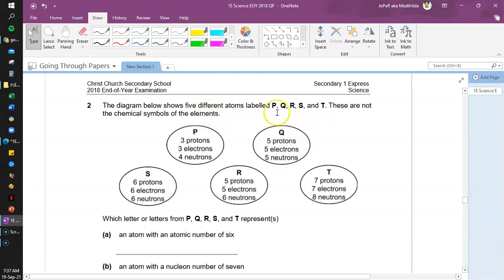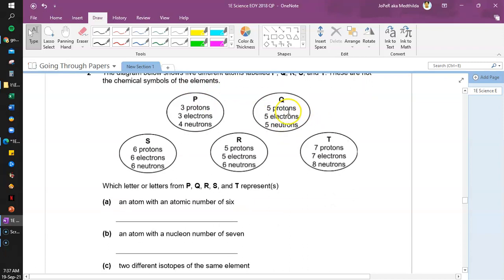Next, the chemical diagram below shows 5 different atoms labeled P, Q, R, S, and T. These are not chemical symbols of an element. They are just symbols for these 5 different atoms. Which letter or letters represent, in part A, an atom with atomic number of 6? Atomic number is the same as the proton number. So I just look out for which one has 6 protons. The answer is S.